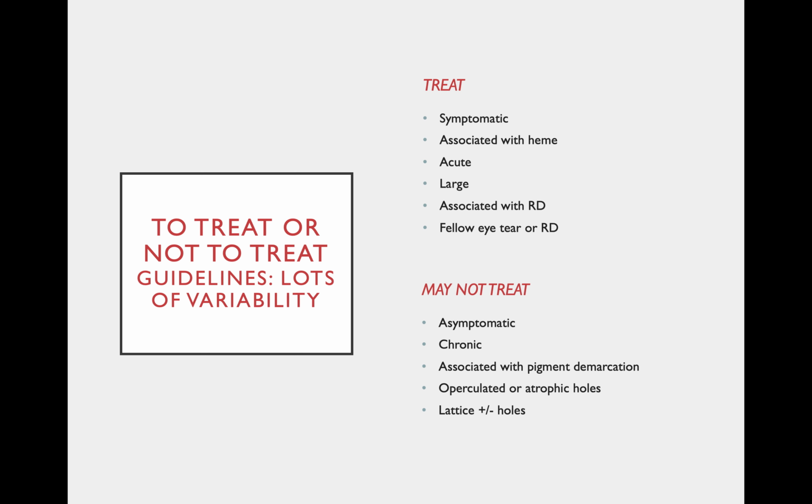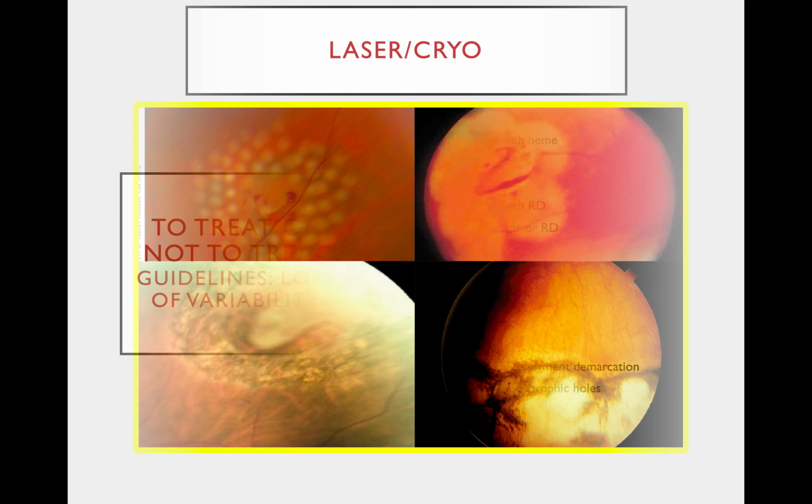You may not need to treat holes or tears that are asymptomatic, that are chronic. You can see there's pigment around them, that they've been there for a long, long time. Operculated or atrophic holes typically don't require treatment. And finally, lattice, usually not treated, even if there's holes present.